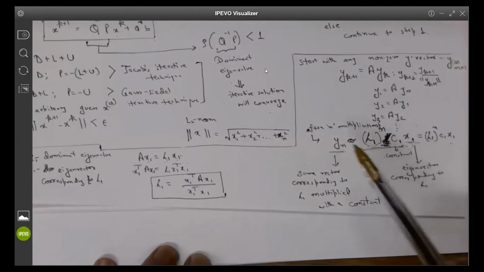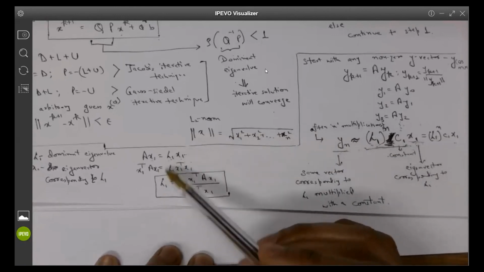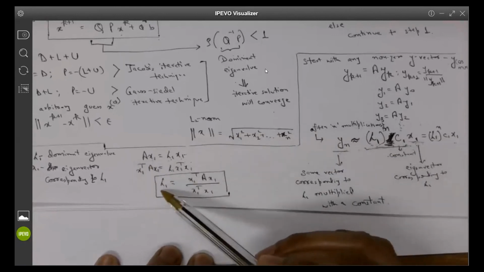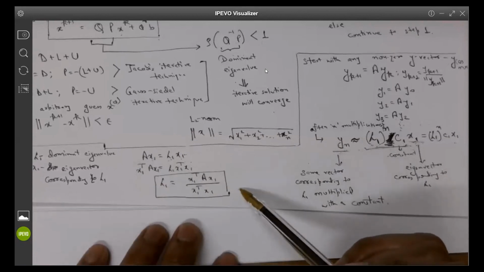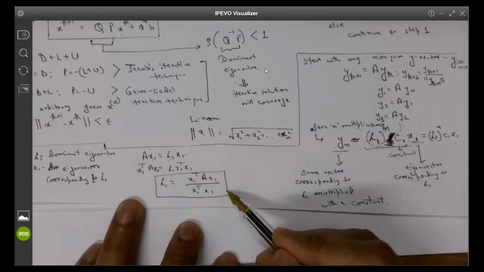Once you have this x1, now I need to find lambda 1. How can I find lambda 1? I use these expressions and I can get lambda 1. Let me know if you follow this much, guys.